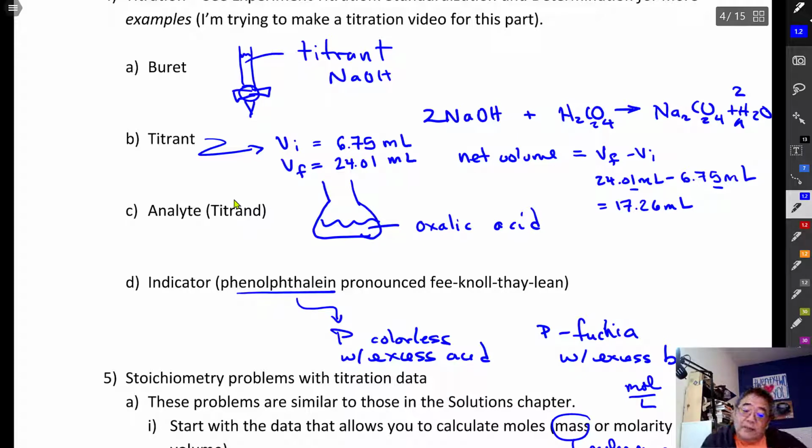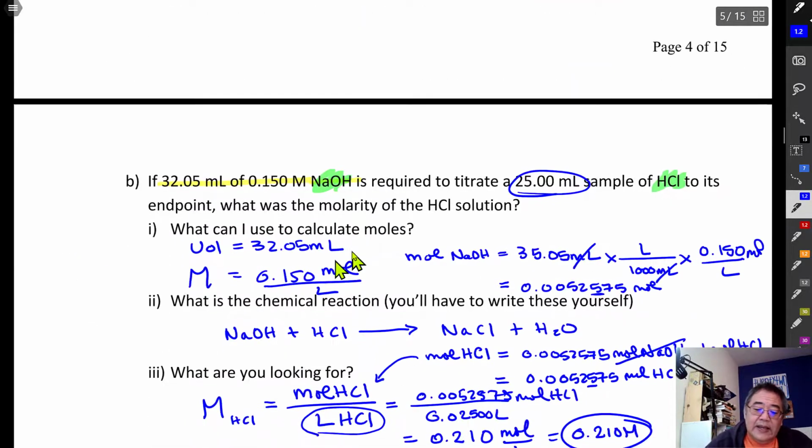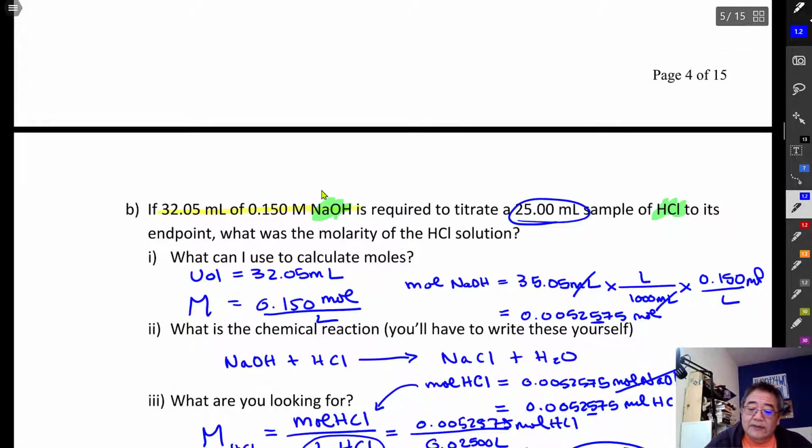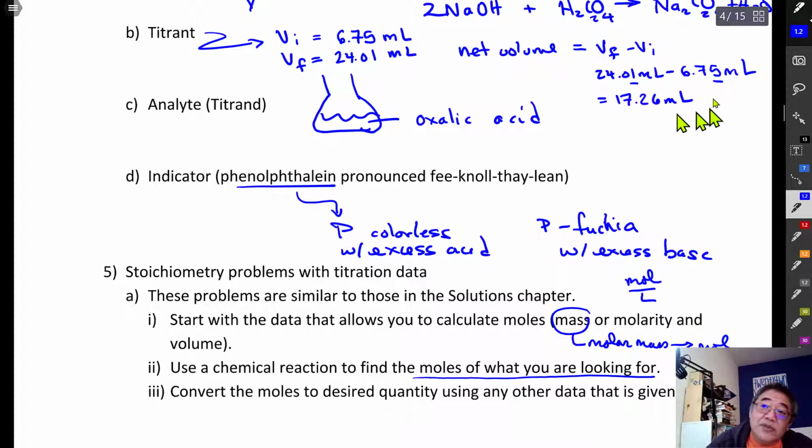So that's the volume. Like in a titration problem, we say it took 32.05 milliliters of sodium hydroxide. Well, this is how that number is gotten. You make an initial measurement and a final measurement, and you subtract.